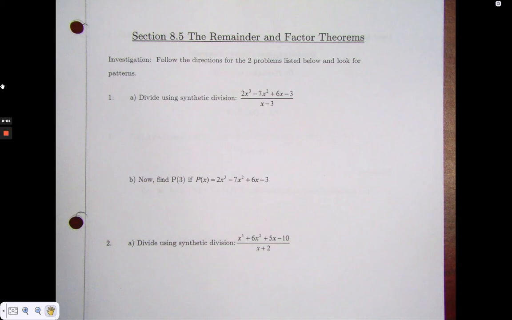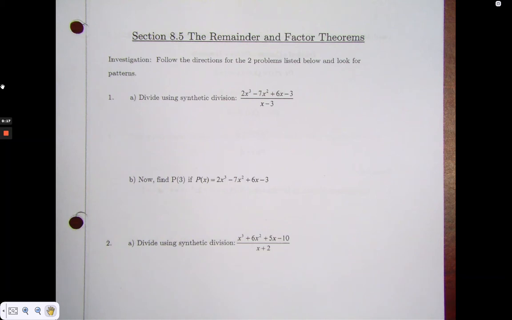Hello and welcome. Today we're going to look at section 8.5, which is the remainder and factor theorems. We're going to continue using the synthetic division that we've been using for the last day, and we're going to talk about how we can apply this to a couple of different areas.